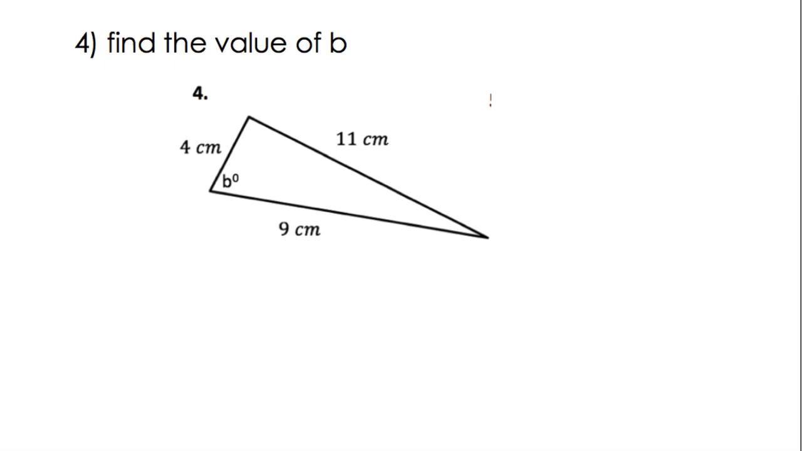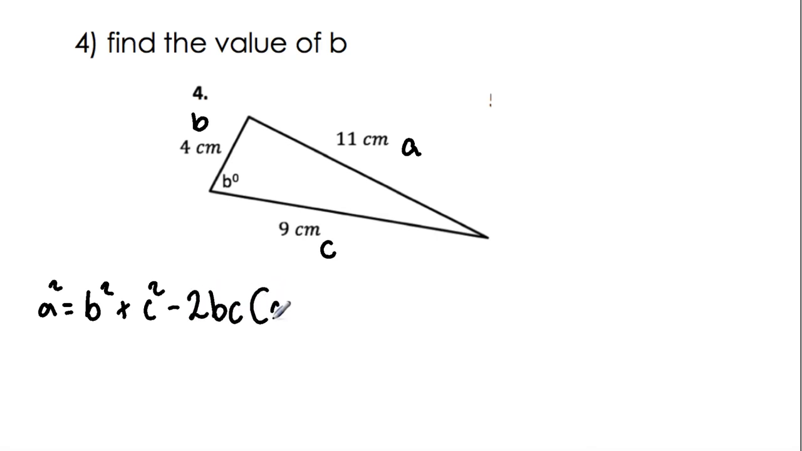So the first thing we need to do when we need to calculate the angle of a non-right angle triangle is to label the sides A, B, and C. Now I'm just going to label the sides. This is A, as it's opposite the angle that we need to calculate. This is B, and this is C. Now I'm going to be using the cosine rule. The equation of the cosine rule is A squared equals B squared plus C squared minus 2bc cos theta.